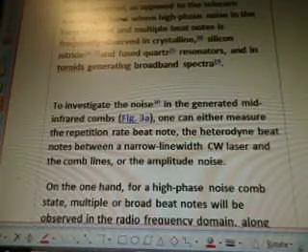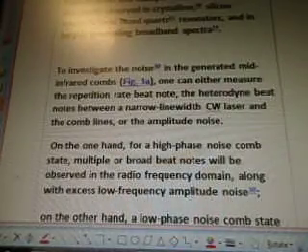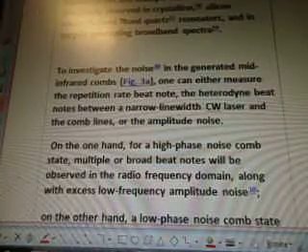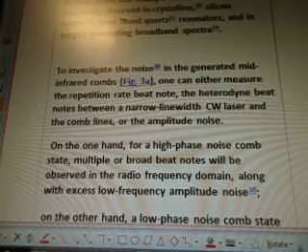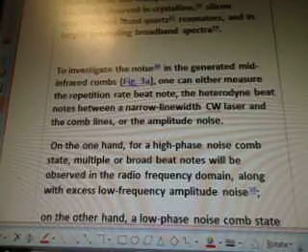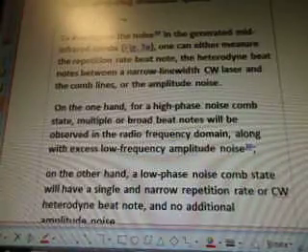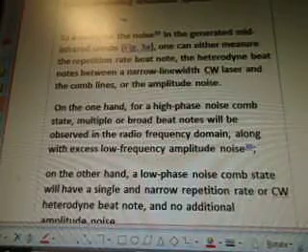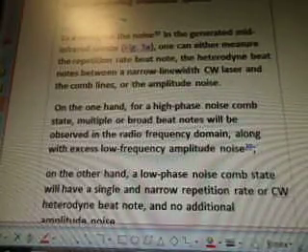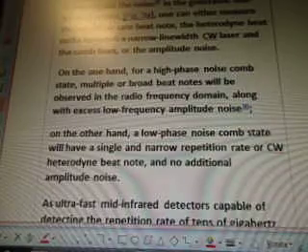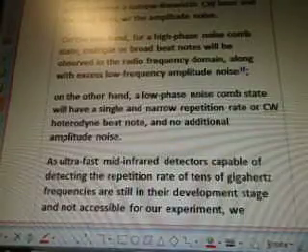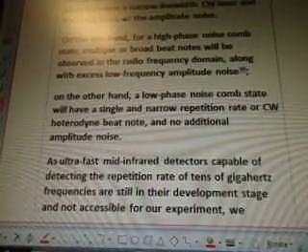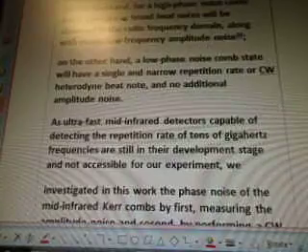To investigate the noise in the generated mid-infrared combs, figure 3A, one can either measure the repetition rate beat note, the heterodyne beat notes between a narrow line width CW laser and the comb lines, or the amplitude noise. On the other hand, for a high phase noise comb state, multiple or broad beat notes will be observed in the radio frequency domain along with excess low frequency amplitude noise. On the other hand, a low phase noise comb state will have a single and narrow repetition rate, or CW heterodyne beat note, and no additional amplitude noise.